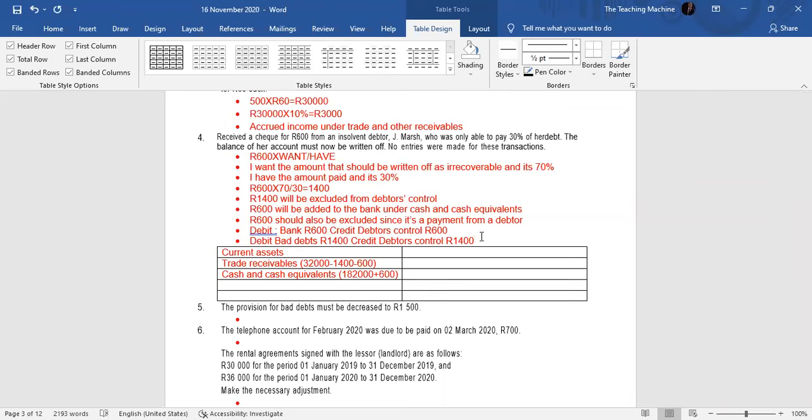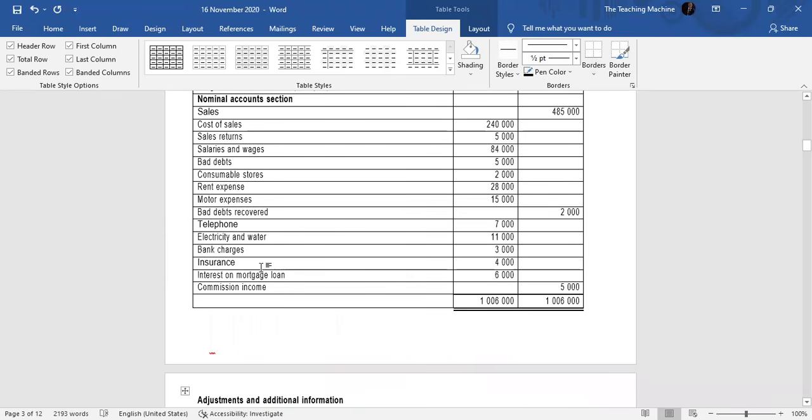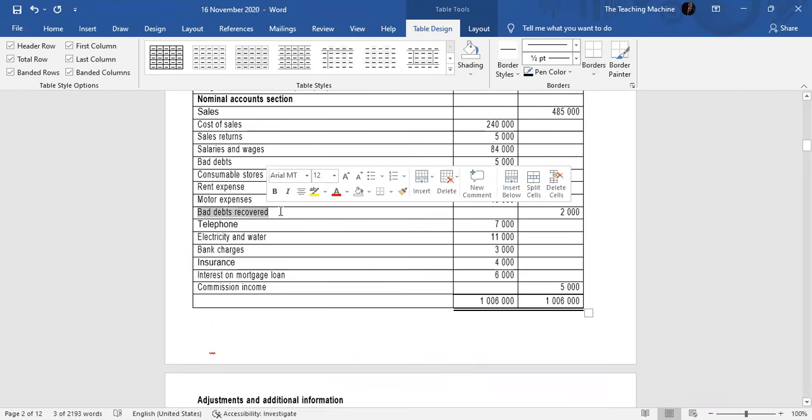Hope you are answered. Hello, sir. Hello. Okay, can you please go back to the table because I see there's a bad debt recoverable. Can you please tell me what is that? Okay. There's a bad debt and bad debt recovered. Yes, of 2,000.